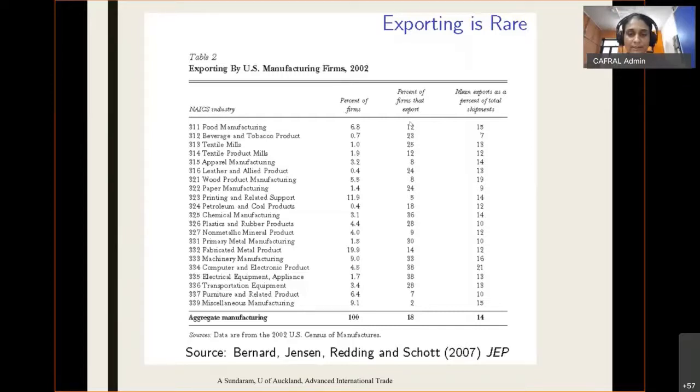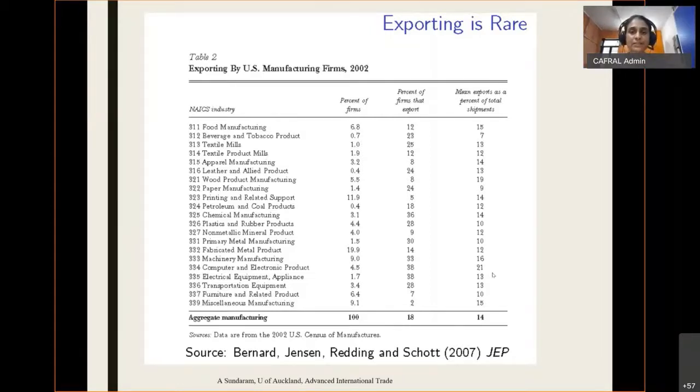Firms exporting in the chemicals manufacturing sector. So the point they're making is, look, exporting is not as common as we think. It is actually extremely rare. And if you look at exports as a percentage of total shipments, even exporters are not exporting everything. They're exporting a small share of their shipments.